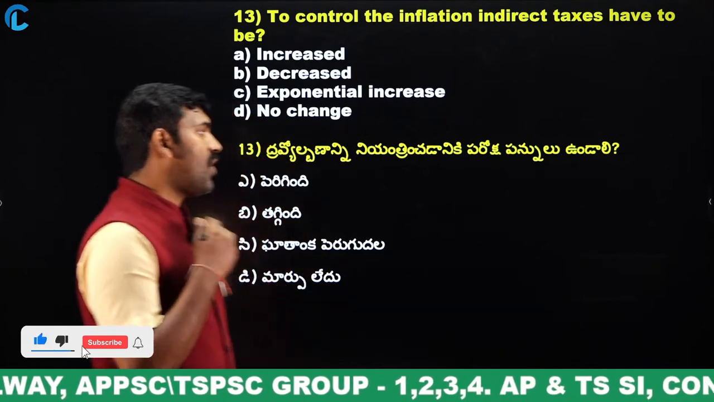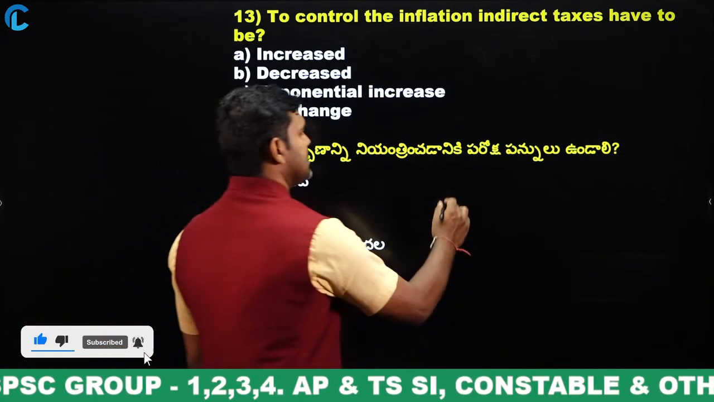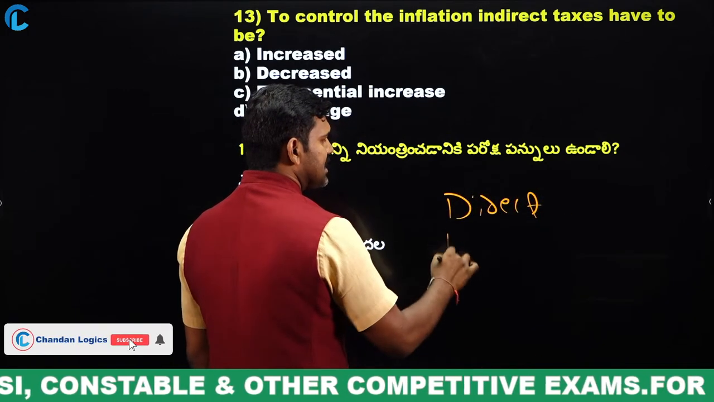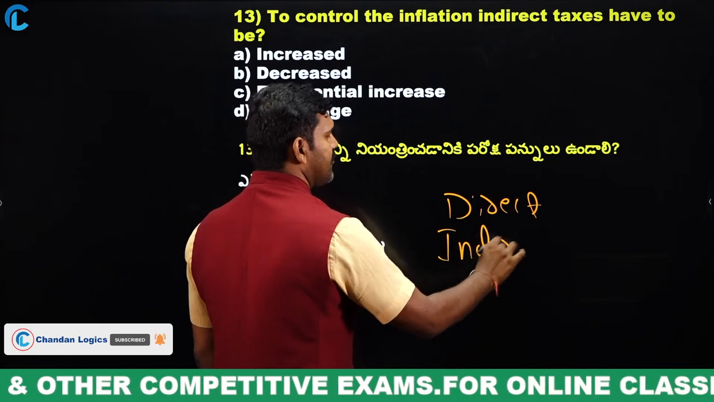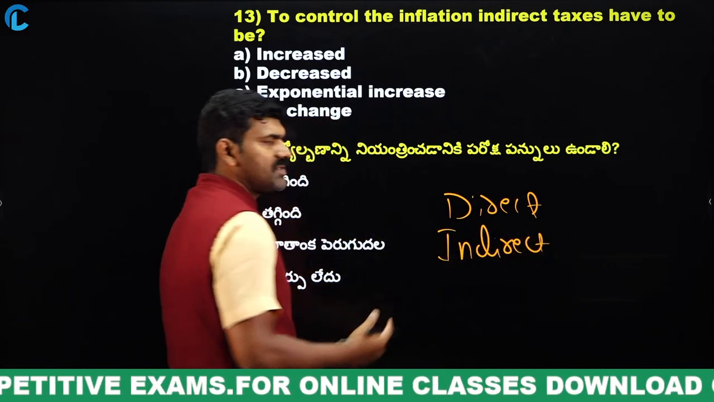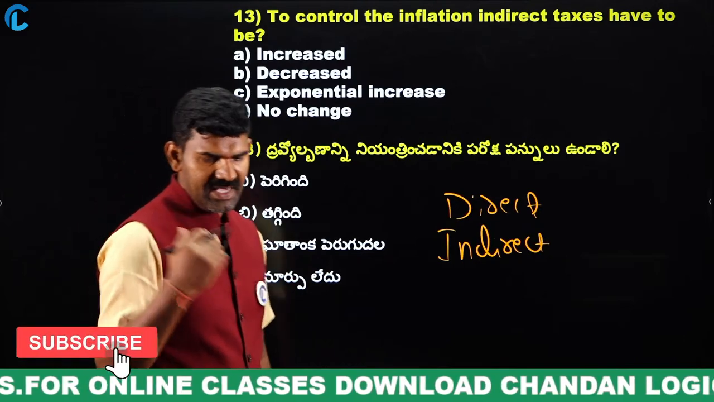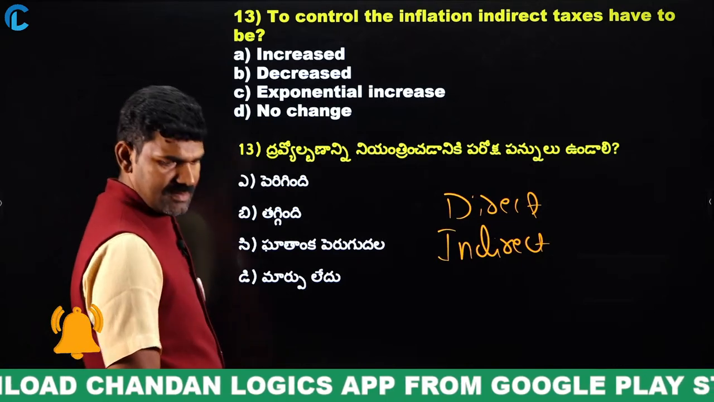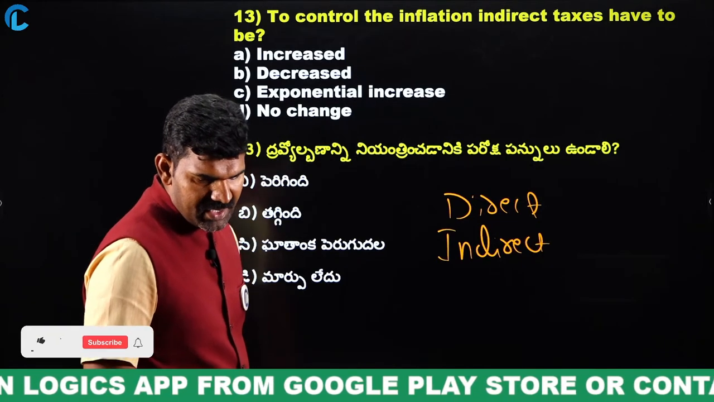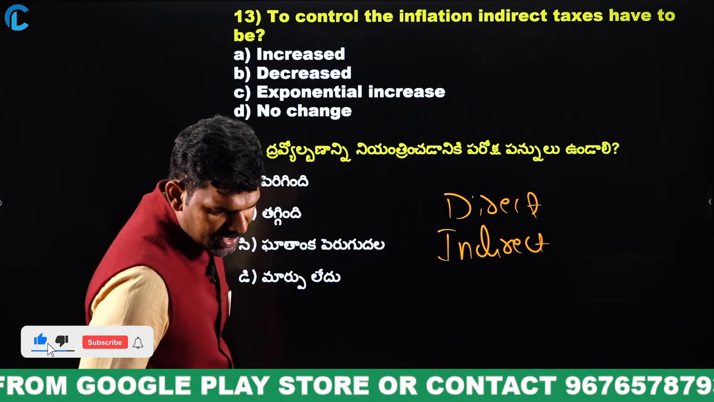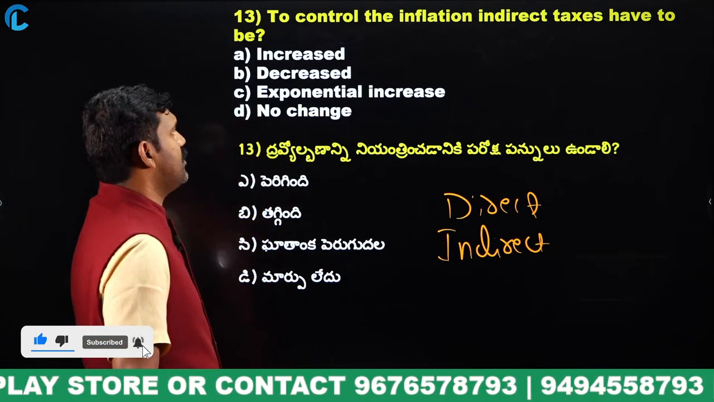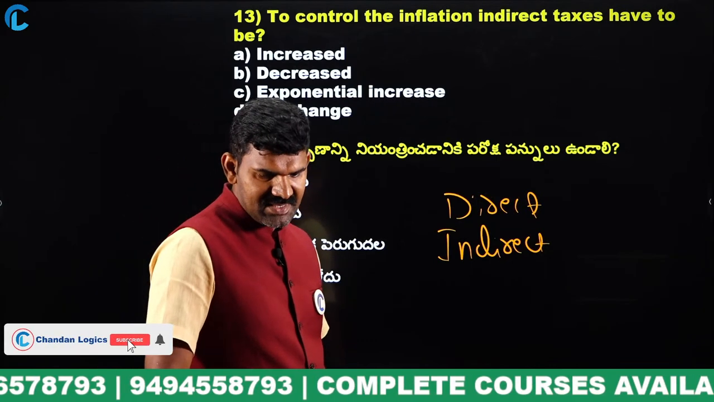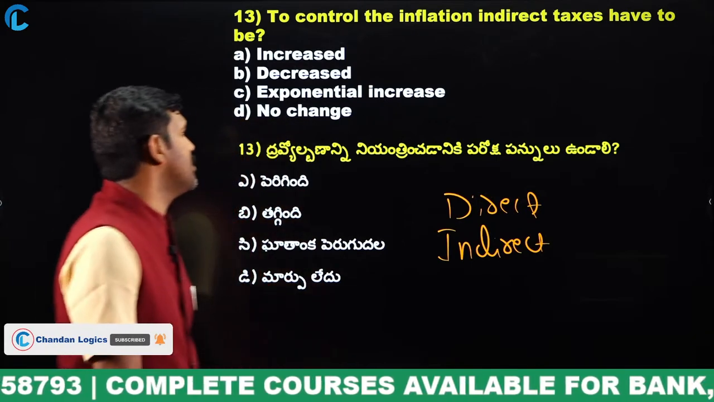If you can also answer, what about direct taxes? What has to be done with the direct taxes? What has to be done with the indirect taxes to control the inflation? Which one has to be increased? Which one has to be decreased? That's my question. Yes. Okay, many people are saying A, Monica is saying B, and Navya is saying C, exponential increase. Sai Krishna is saying A, Suri is saying D, no change.